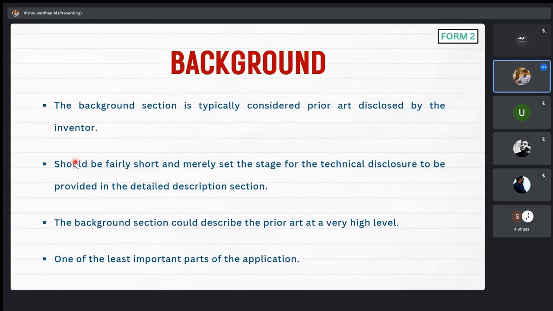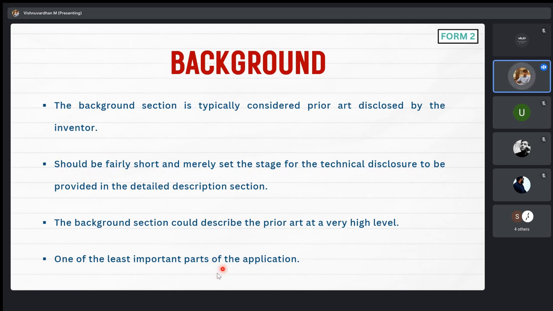Disclosed by the inventor, it should be fairly short and merely set the stage for the technical disclosure to be provided in the detailed description. Don't reveal your magic trick already. Just set the stage, build the suspense. The background section could describe the prior art at a very high level, or go into detail, exactly what the previous engine did, what the fuel injectors did, what the problem is that exists, and what problem you are seeking to solve.